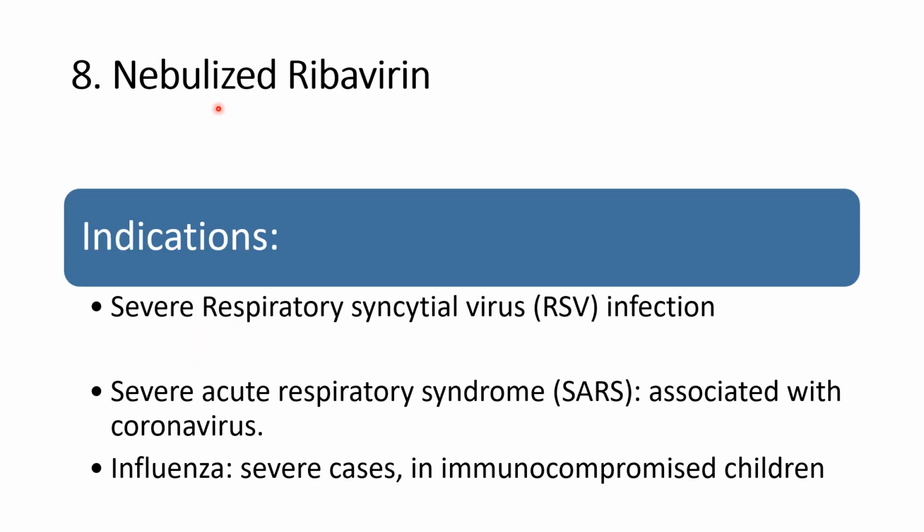Another drug is nebulized ribavirin. It is indicated in severe respiratory syncytial virus infection in children, and severe acute respiratory syndrome SARS due to the coronavirus also has some improvement with the nebulized ribavirin. Also in severe cases of influenza and in immunocompromised children, so its effect against the influenza virus is also in the literature.